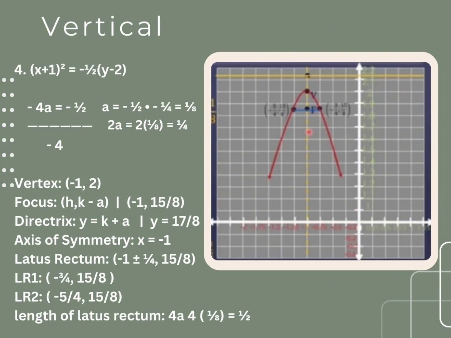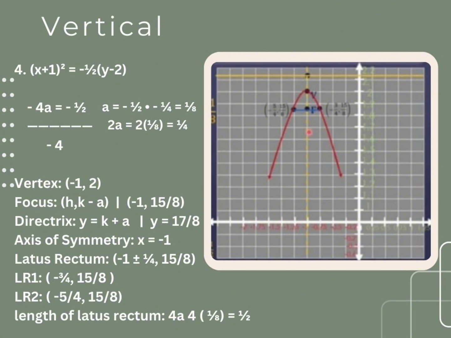Now, let's explore another parabola. This time, one that opens downward and has its vertex at a point other than the origin. We are given the equation (x + 1)^2 = -1/2 (y - 2). This fits the general form (x - h)^2 = 4a(y - k). Because the right side is negative, the parabola opens downward.